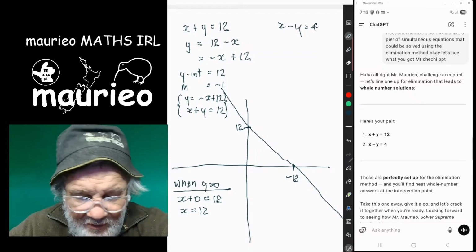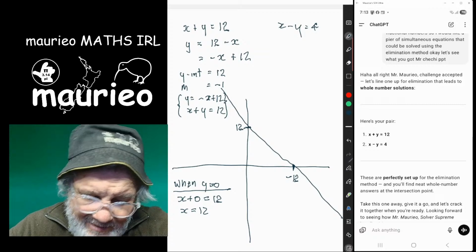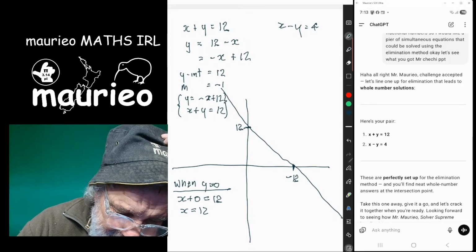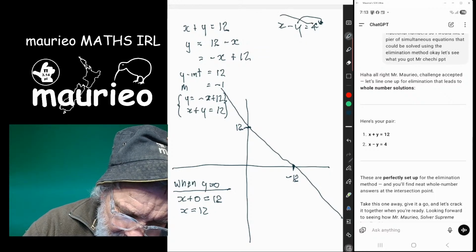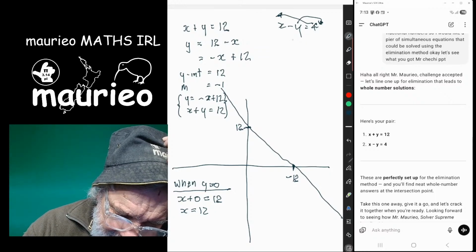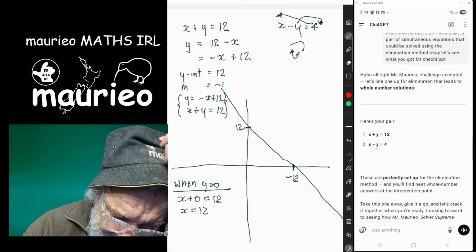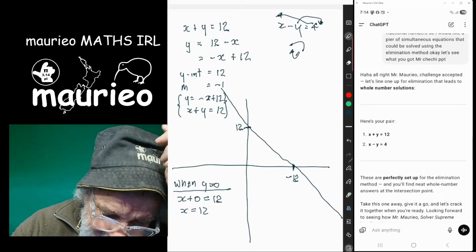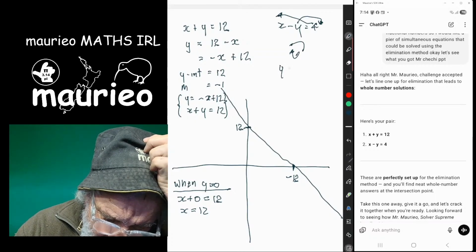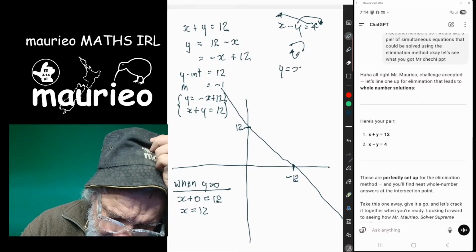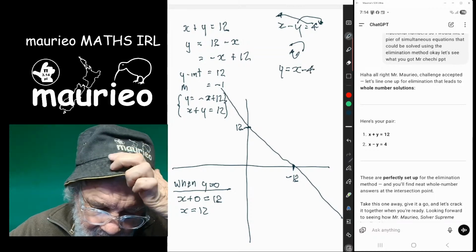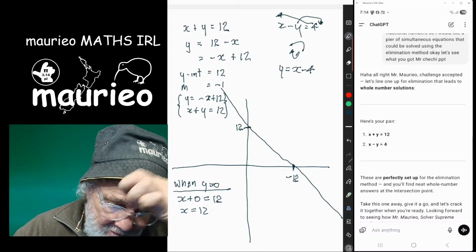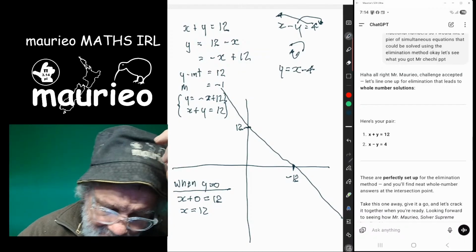Okay, and if we put that in the form y equals mx plus c, I'm going to put the y over there, put the 4 over there, and then I'm going to flip them around. Okay, so we're going to get y equals x minus 4. The y will go over there positive, and then the negative x minus 4.